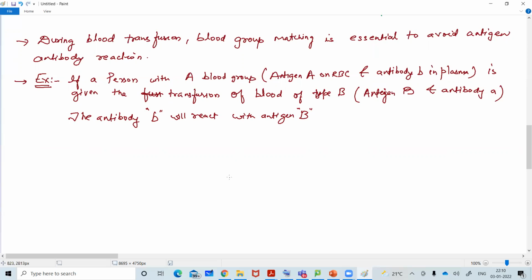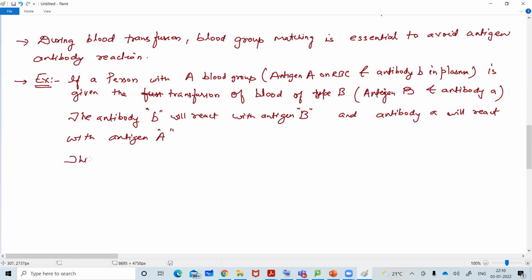So they will react, and in the same way antibody A will react with antigen capital A. This results in destruction of RBC, right? When RBC is destroyed, who will carry the oxygen? No one. The person will die immediately, right?